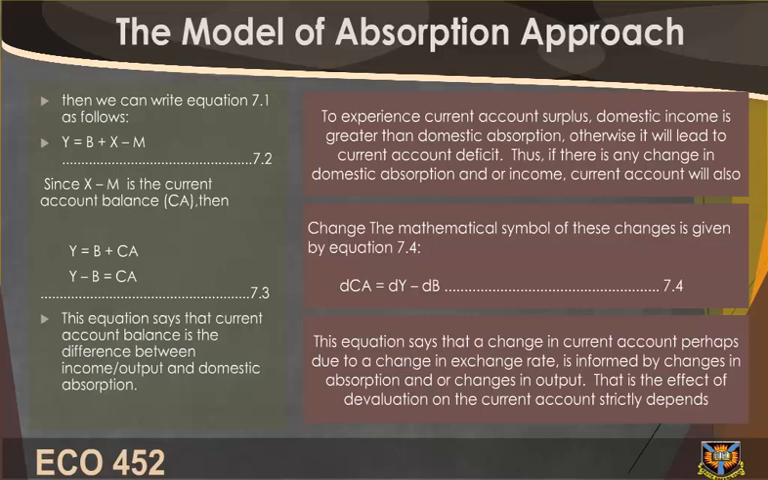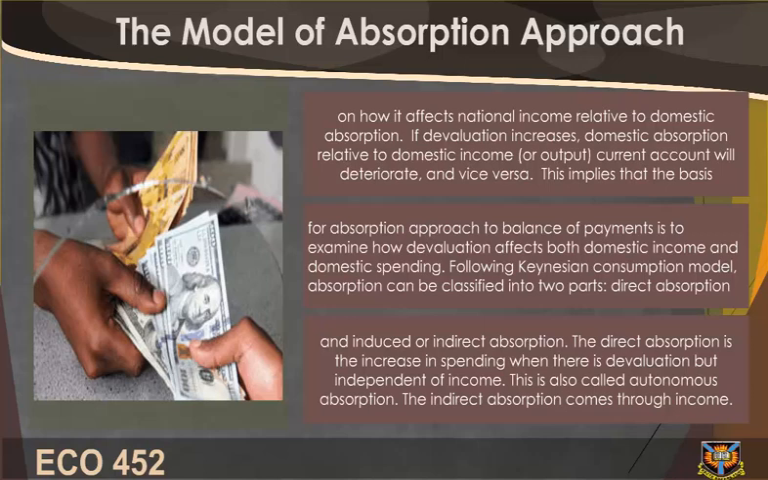Thus, if there is any change in domestic absorption and or in income, current account will also change. The mathematical symbol of these changes is given by equation 7.4. This equation says that a change in current account, perhaps due to a change in exchange rate, is informed by changes in absorption or changes in output. That is, the effect of devaluation on the current account strictly depends on how it affects national income relative to domestic absorption. If devaluation increases domestic absorption relative to domestic income or output, current account will deteriorate and vice versa.